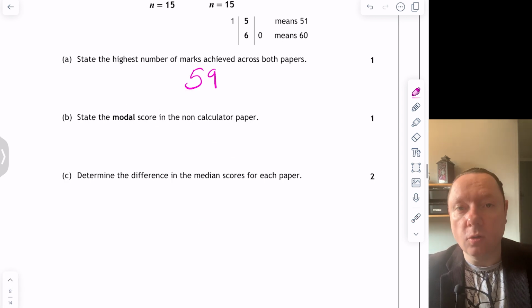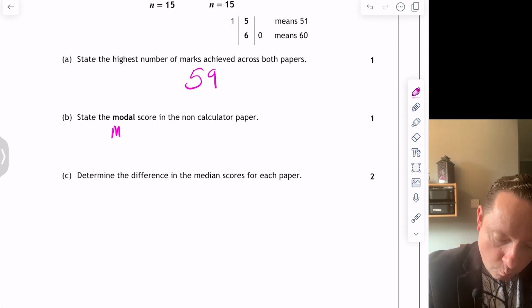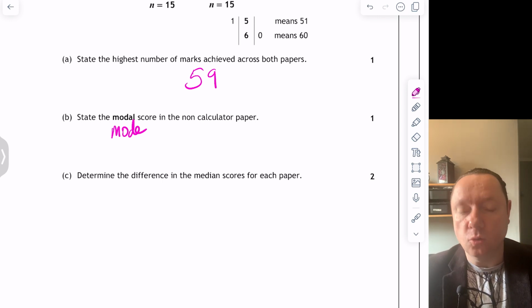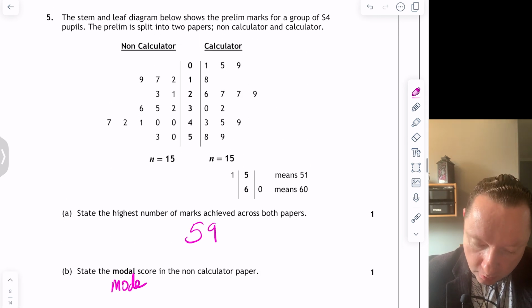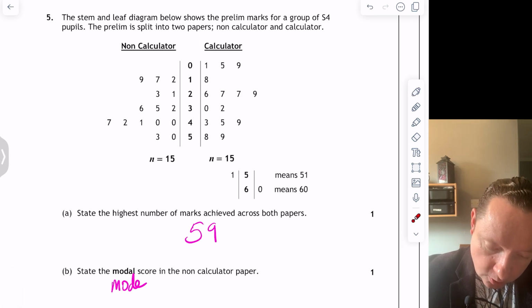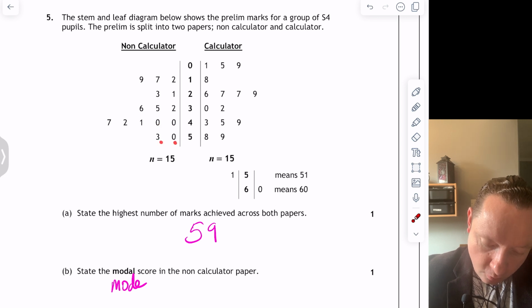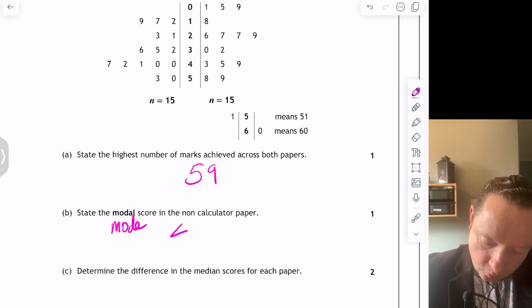Modal score in the non-calculator paper. Modal score, that's just the mode, it means the most common. So I look at the non-calculator paper and see if there's any. Well, that's just one of each of the tens, one of each of them. Then I've got 40, 40, 1, 2, 7, 3, 0, 3. 40 is the mode because 40 appears twice.